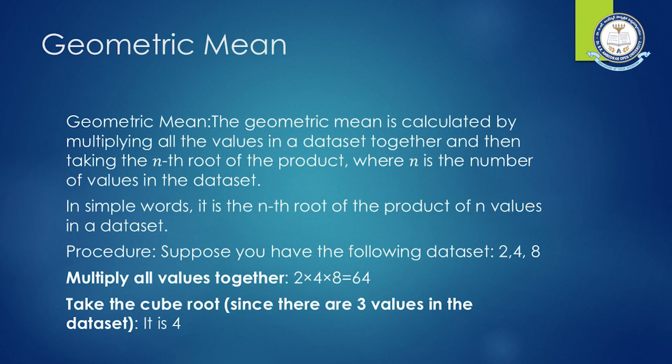Now, let us discuss the second average, that is geometric mean. Geometric mean is calculated by multiplying all the values in a data set together and then taking the nth root of the product, where n is the number of values in the data set. In simple words, geometric mean is the nth root of the product of n values in a data set. It is not as easy as arithmetic mean, but it is also easy to calculate.